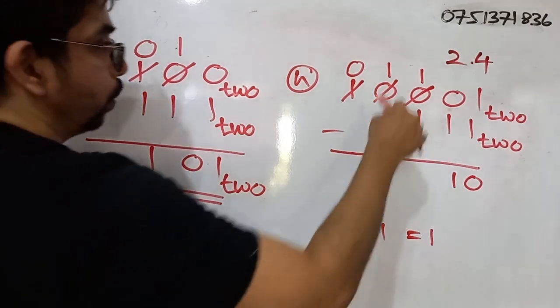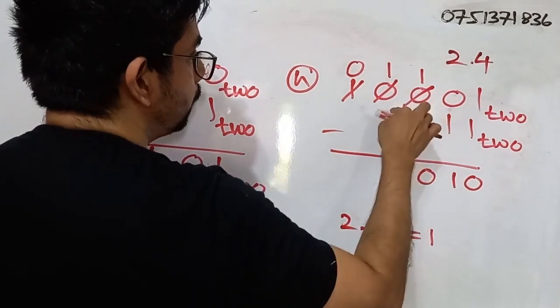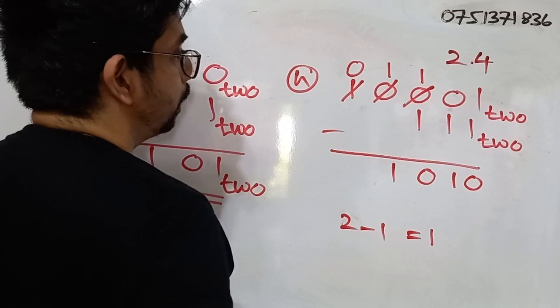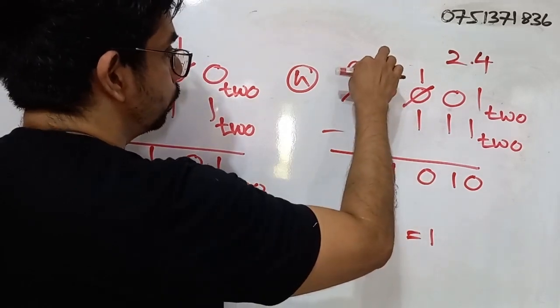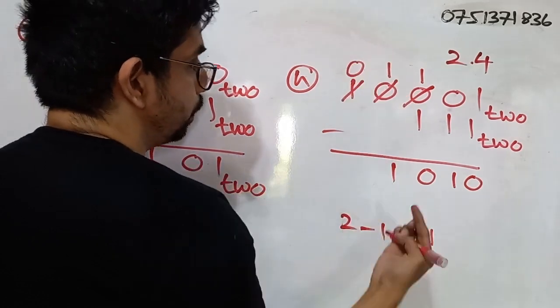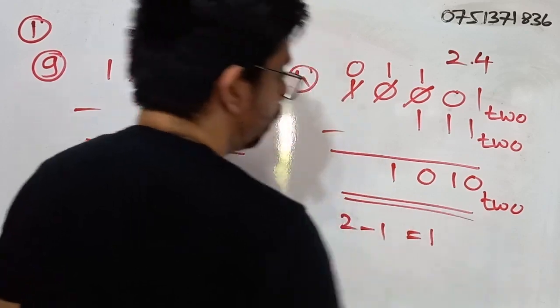Right? So 1 minus 1, that's a 0. 1 minus, here there is nothing. So 1 minus 0, that's a 1. Here also 0. Right? Now the remaining number here is 0. 0 minus 0, that's a 0. So the answer is what? 1, 0, 1, 0. Base is what? 2.